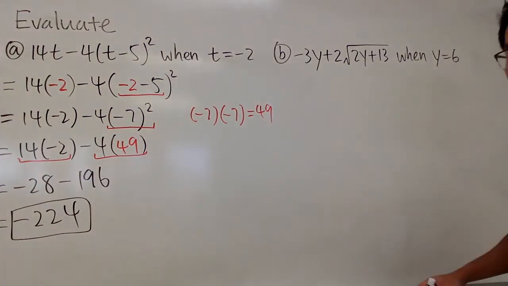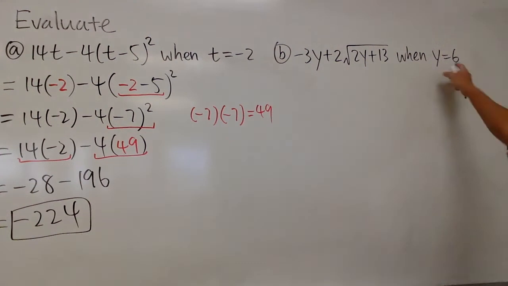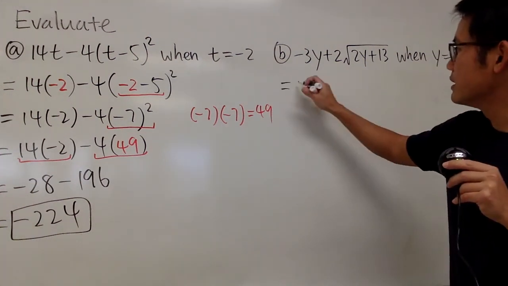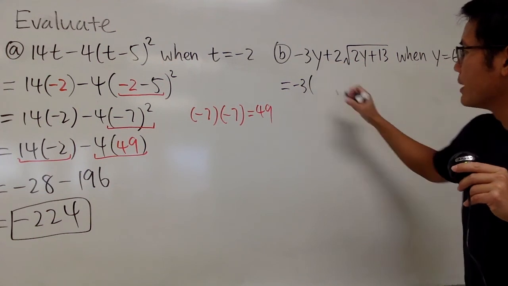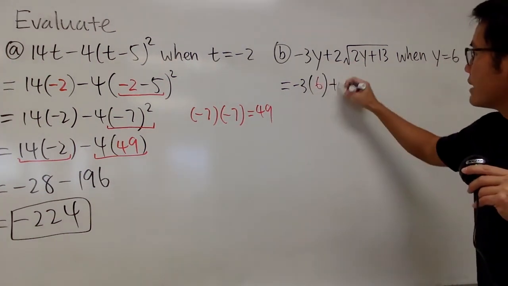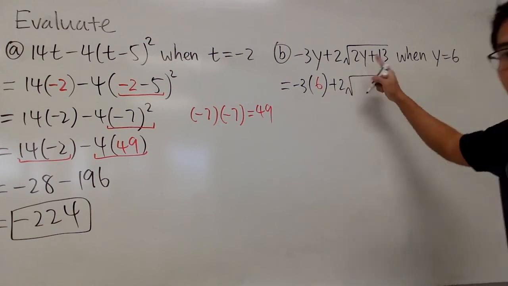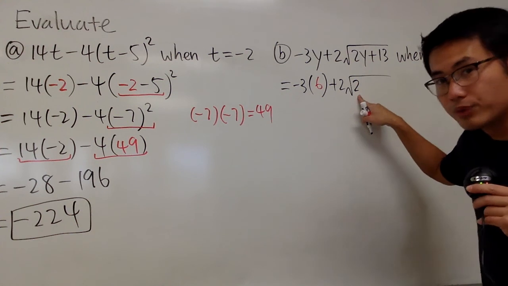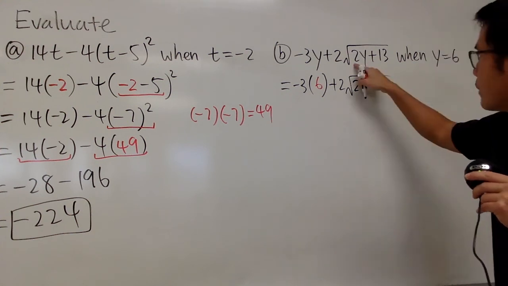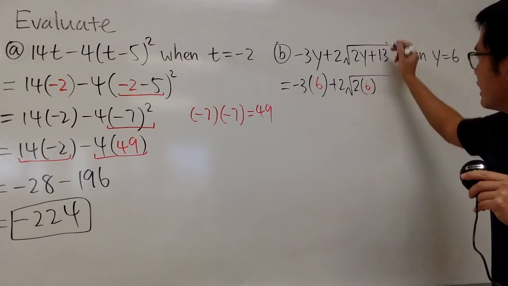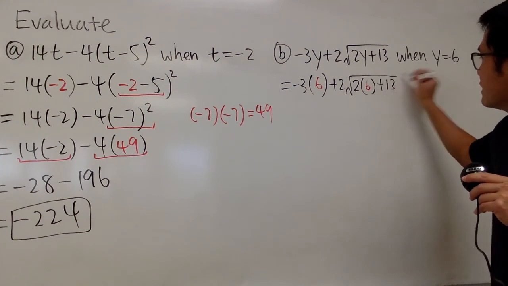Now, for the second one, we have this and y is equal to +6. So again, we are going to set this up first. So this is -3 for the y, open the parentheses, and then we'll throw in the 6 right here, and then +2 square root. And here we have the 2 times y. This time I have to put down the 2. And then the y is multiplied with the 2. So again, open the parentheses, and then put in the 6. And then +13, like this.